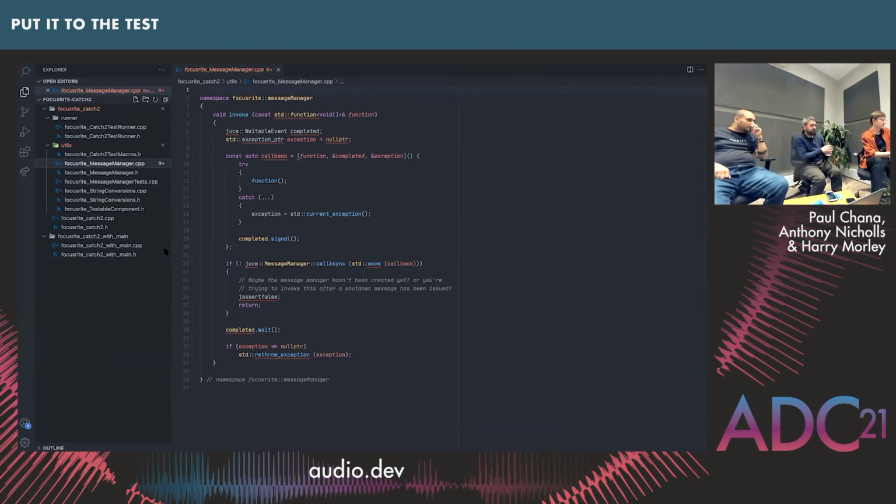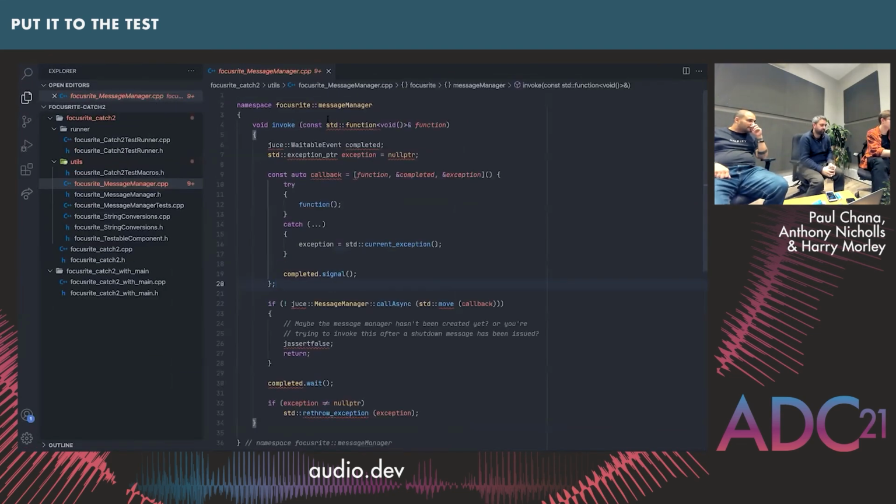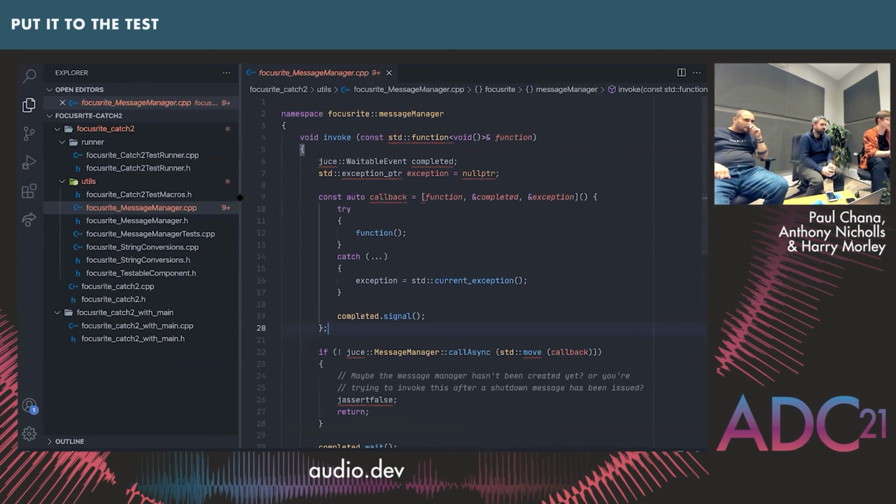You might need to make that a bit bigger. Yeah, maybe zoom in on that a little bit.